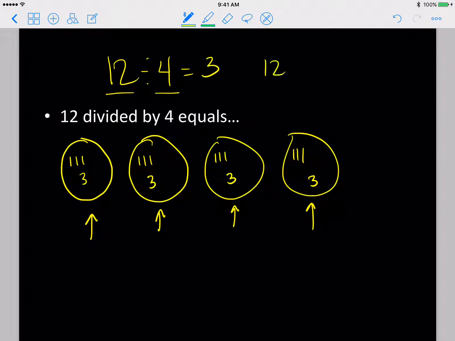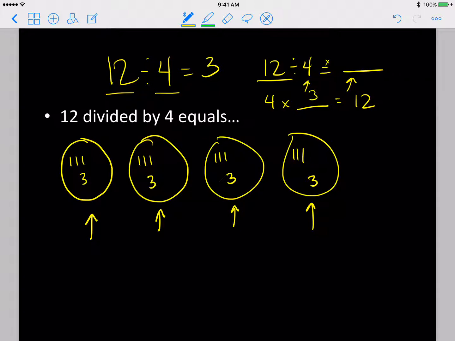If you saw this, the way we could use multiplication to help us is to go, well, 4 times something is equal to 12, because we know that 12 is our total number of objects. And in multiplication, we are wanting to know the total number of objects. So if you knew that 4 times 3 equals 12, you could just fill in the blank.